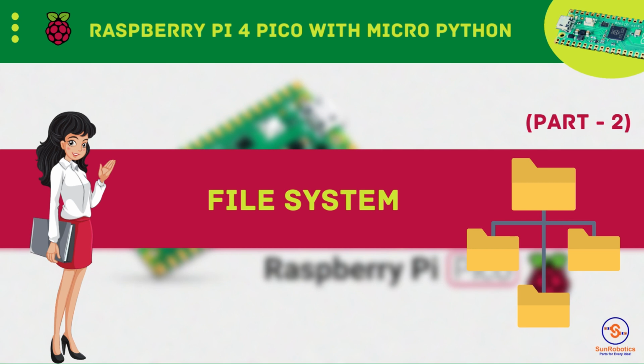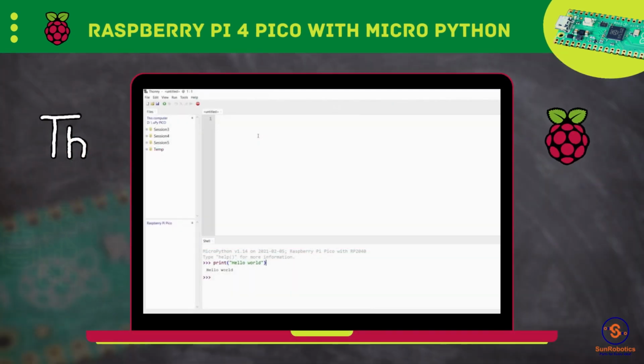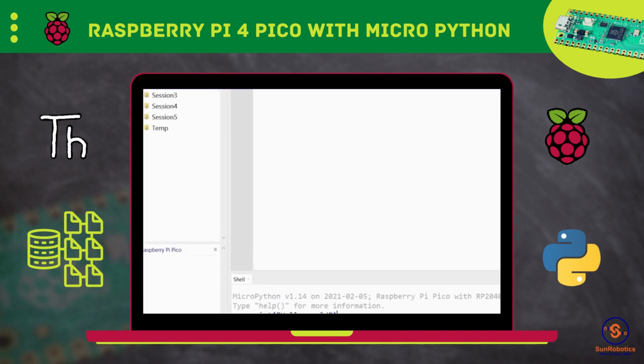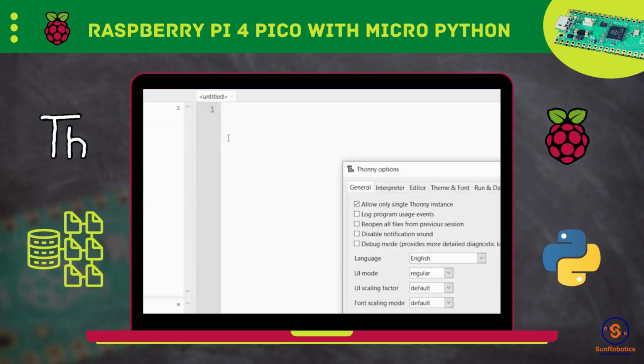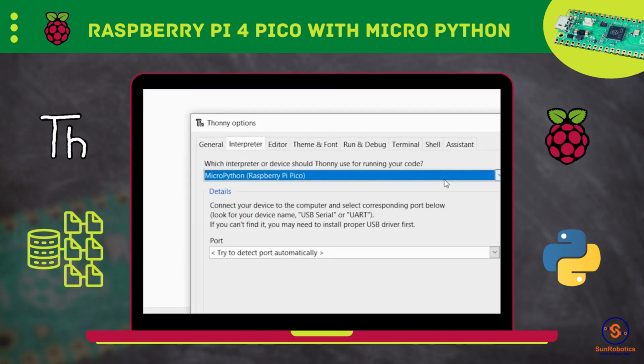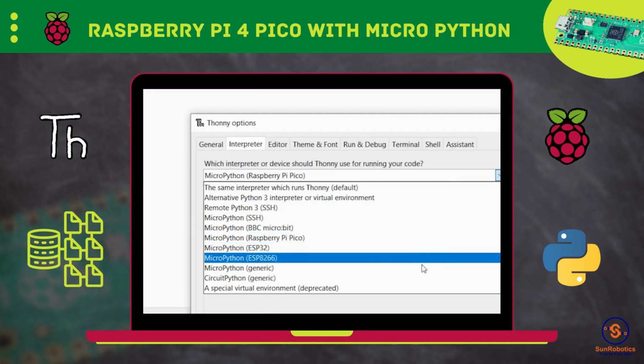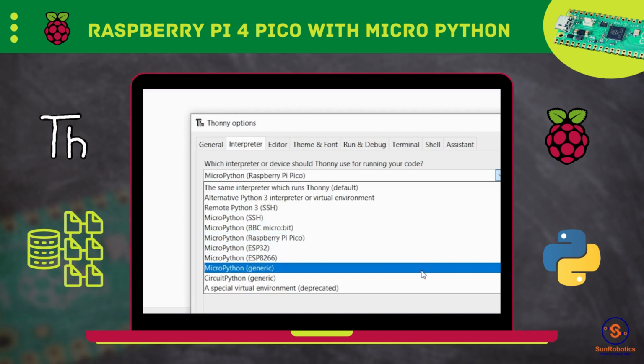Once you are loading Thonny IDE, make sure that the shell is loaded with MicroPython. If it is not loaded, you have to do a few settings. Go to Tools, go to Options, go to Interpreter. Under this option, you have to select MicroPython if you are using the latest version of Thonny IDE. If you are using the old version of Thonny IDE, you can use MicroPython generic. I suggest you update your Thonny IDE.